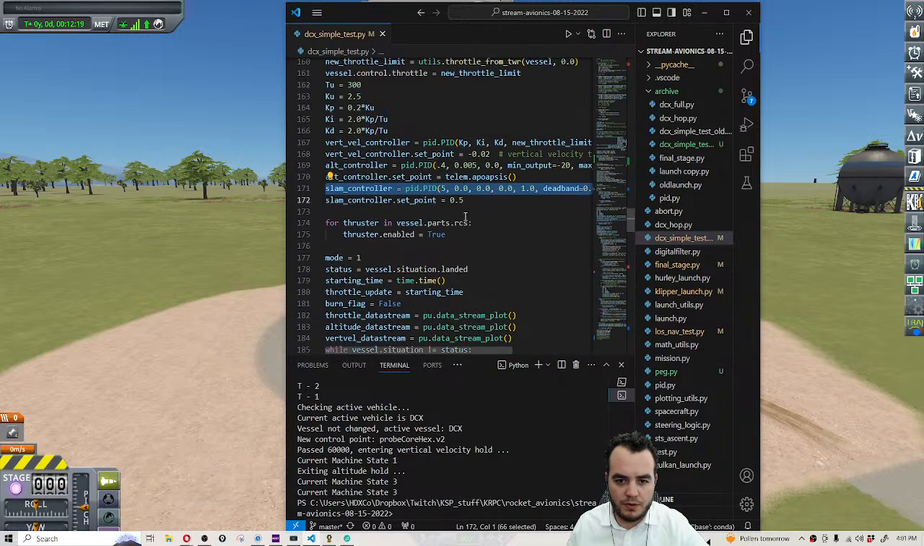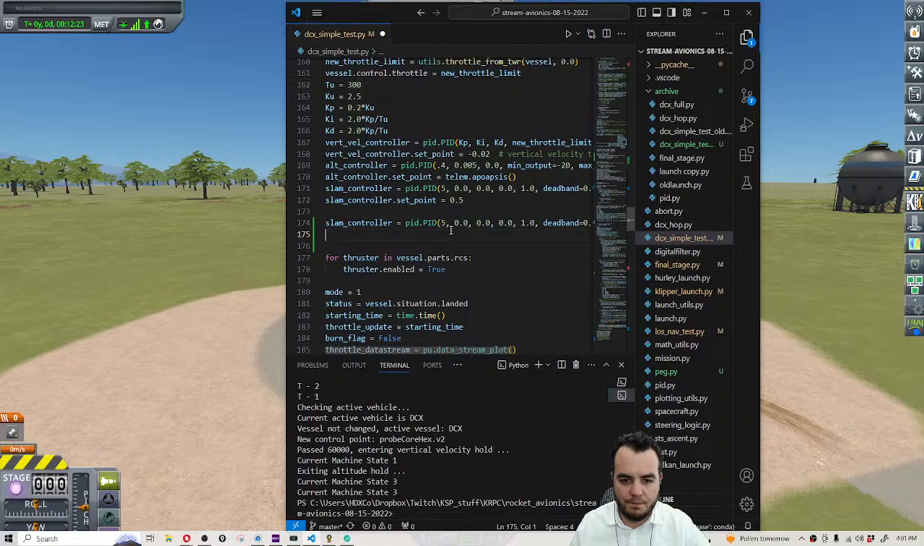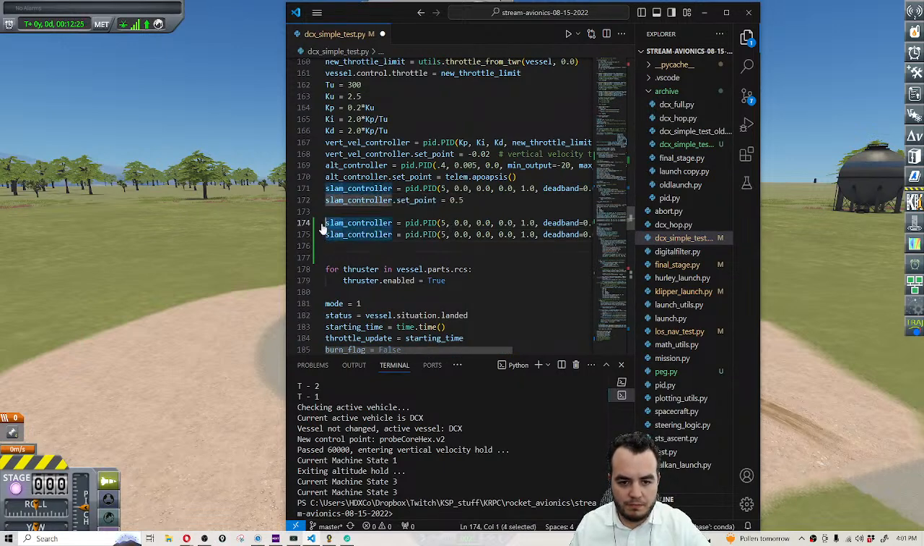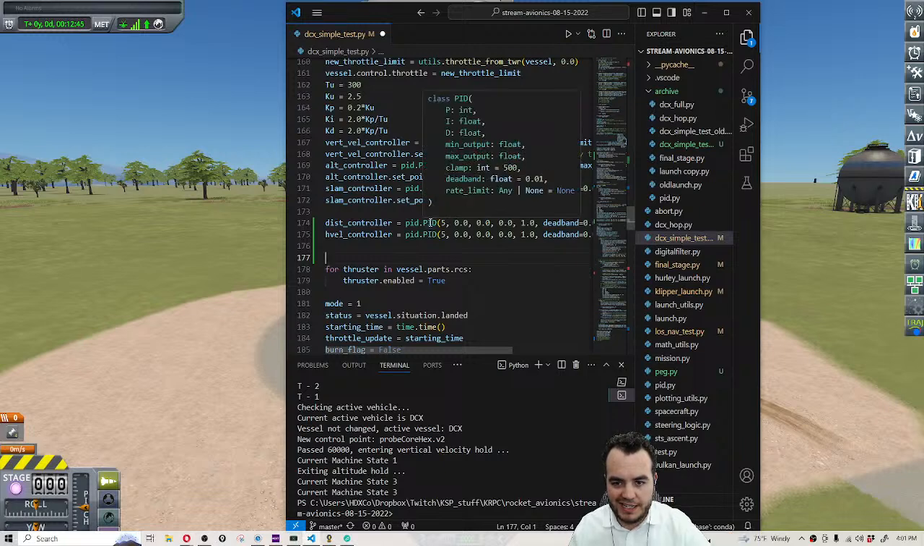And where do I want to do this? Let's actually do this down here. We're going to need 2 of them. The first one is going to be the distance control. Let's call it the dist controller. And then we're also going to have the horizontal velocity controller. And it should be PID min, max. Okay, cool.